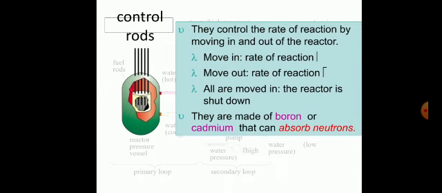Here we have used the control rods. These are basically used to absorb the neutrons. So the control rods control the rate of the reaction by moving in and out of the reactor. They are made up of boron or cadmium that can absorb the neutrons.